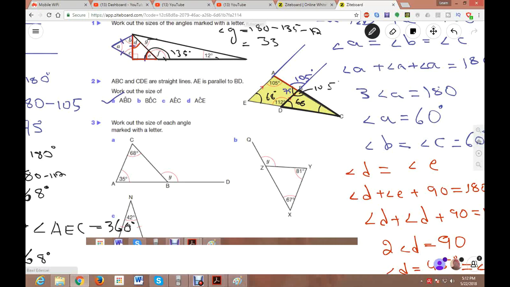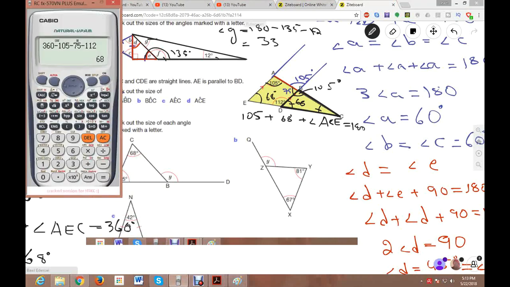And this angle is definitely corresponding to this angle 105. So anyhow, it is 105 and this is your 68. If you subtract these 2 angles from your 180, you will get the third angle. Okay, so 105 plus 68 plus angle ACE is equal to your 180. Okay, so now just subtract these angles from your 180. 180 minus 105 minus 68.